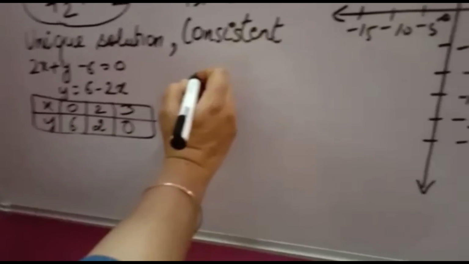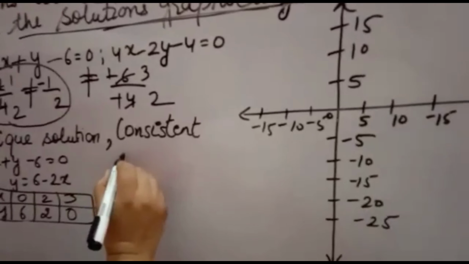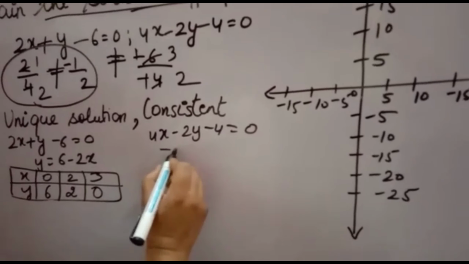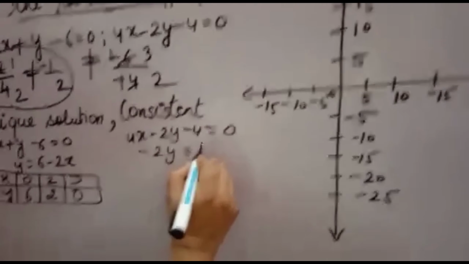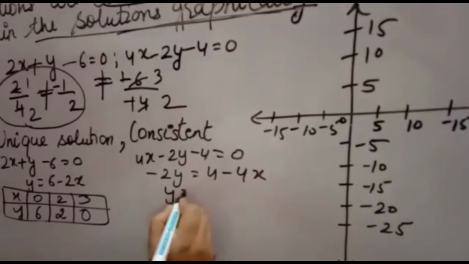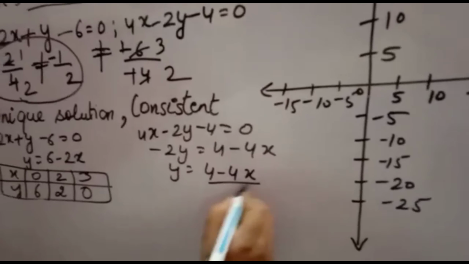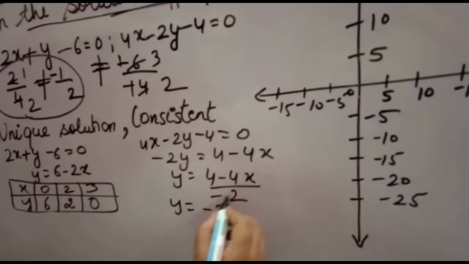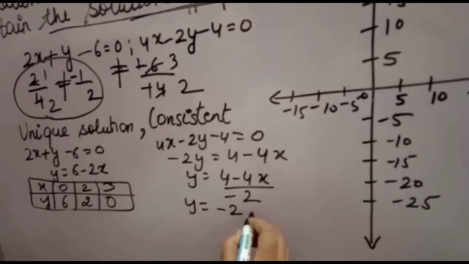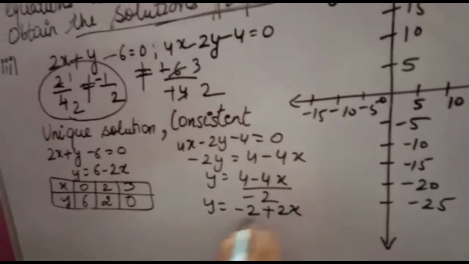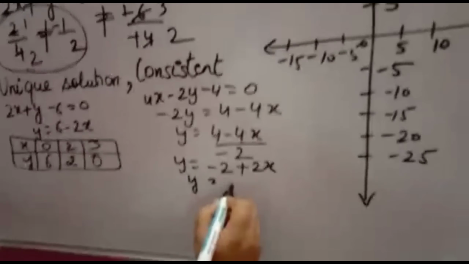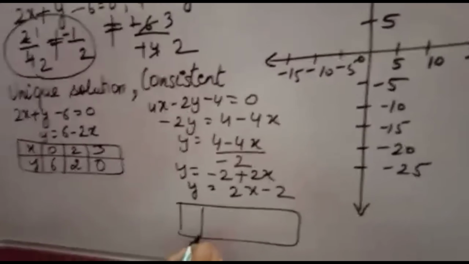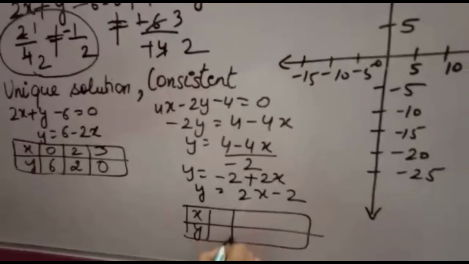So this is the table. Now the second equation is 4x minus 2y minus 4 equal to 0. So minus 2y will be equal to 4 minus 4x. Y will be equal to 4 minus 4x over minus 2. Separately you will write 4 over minus 2, minus 2, then minus 4x over minus 2, that will come 2x. So y will be equal to 2x minus 2. This is the equation table. Different values of x you give and you find the y value.